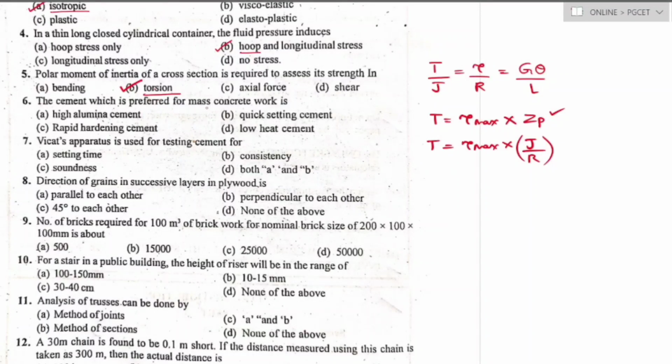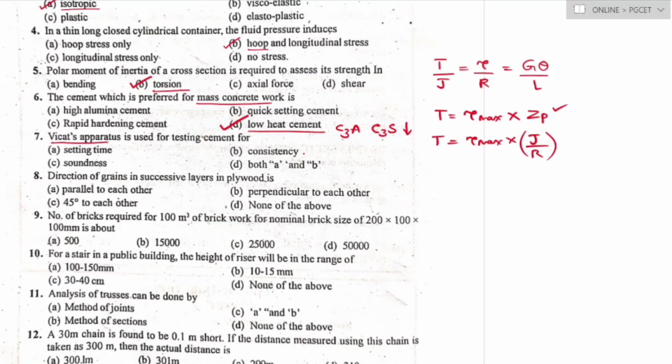Question number 6. The cement which is preferred for mass concrete work is low heat cement. In low heat cement, the tricalcium aluminate content and tricalcium silicate content will be lesser in percentage. So, the liberation of heat will be less, but the ultimate strength will be more. Option D will be the right answer.